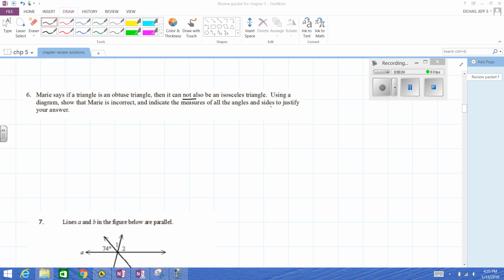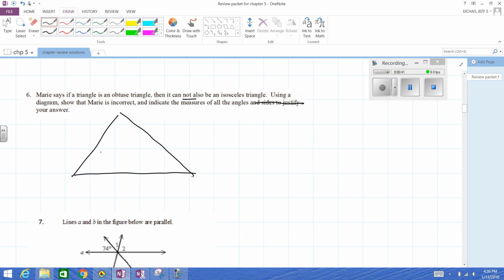That's a dangerous one. Let's not do that. We can't guarantee the sides, but we can guarantee the angles. So we'll take that off if that comes up on a test. All right, so here it is.